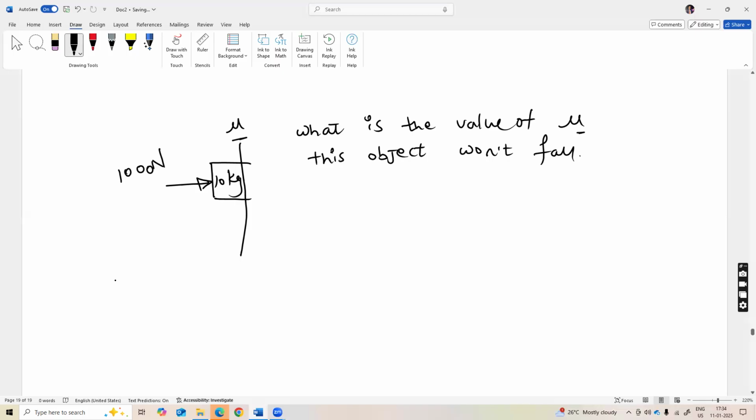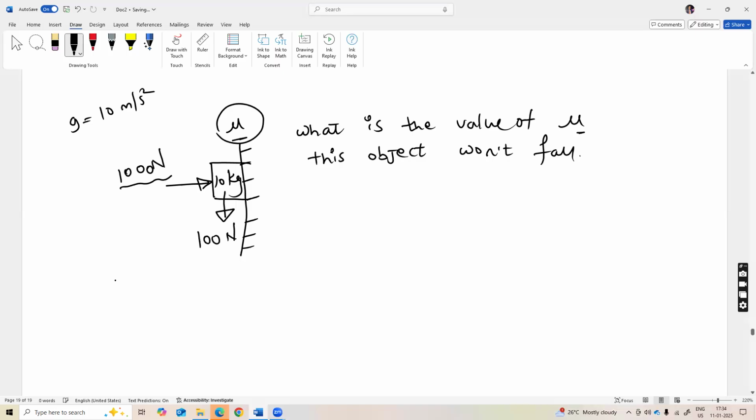No, sir, I'm not getting it properly. Can you explain how it is done, sir? Okay. So this is the wall, and you are holding this object with a force of 1000 Newton. Now our aim is to find out what the coefficient of friction should be so that this object will not fall down. There is the weight of this object acting downwards. If g is 10 meter per second square, the weight acting downwards is 100 Newton.